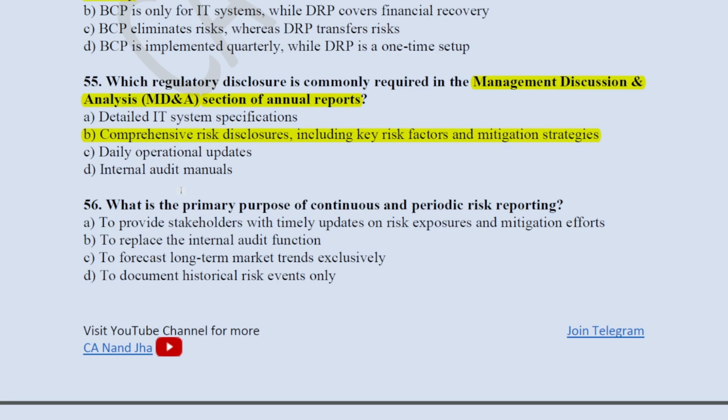What is the primary purpose of continuous and periodic risk reporting? To provide stakeholders with timely updates on risk exposure and mitigation efforts. To replace the internal audit function, no. To forecast long-term market trends exclusively, no. To document historical risk events only, no. So the answer should be A.